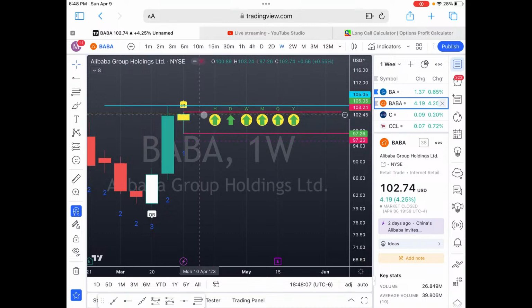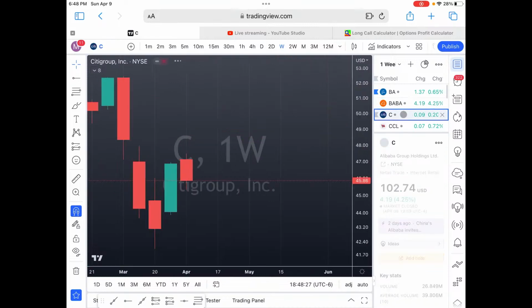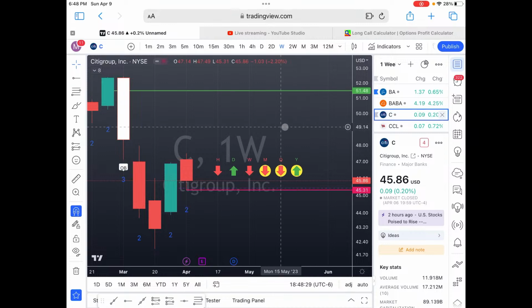And if we go against probability, then what are you doing to handle that risk that you've inherited? That's where the strat differs from a lot of strategies, because it will tell you where to get out. It'll show you where to get out, and you'll learn that as you watch videos on this channel. So that's the setup on Alibaba, BABA. We move on to Citigroup.